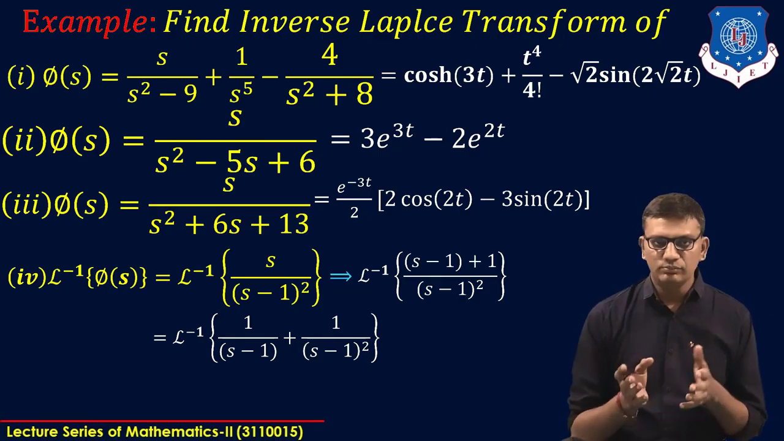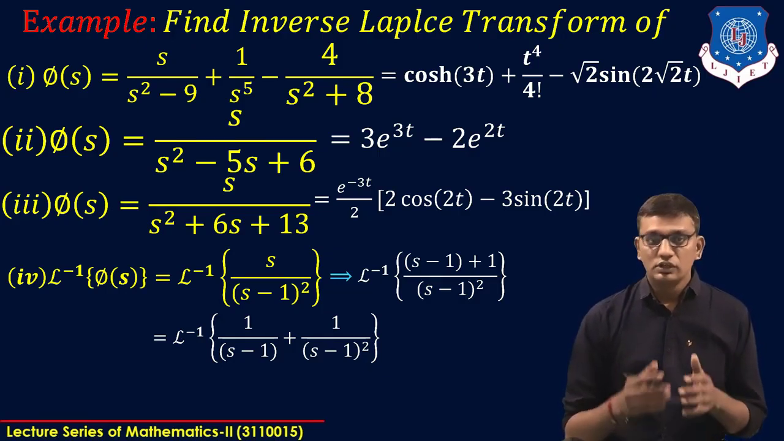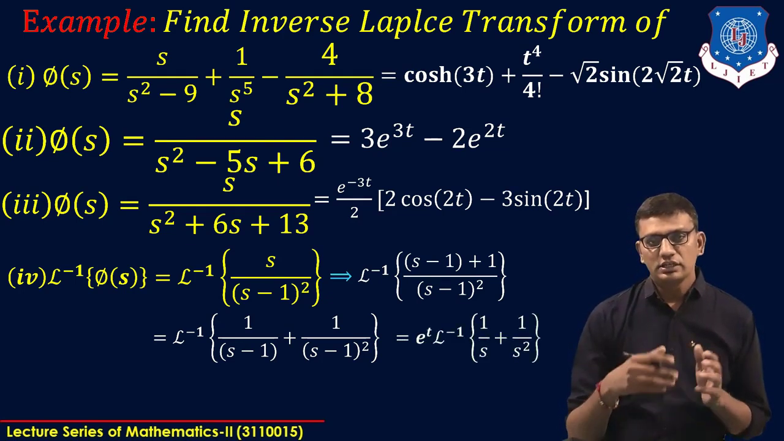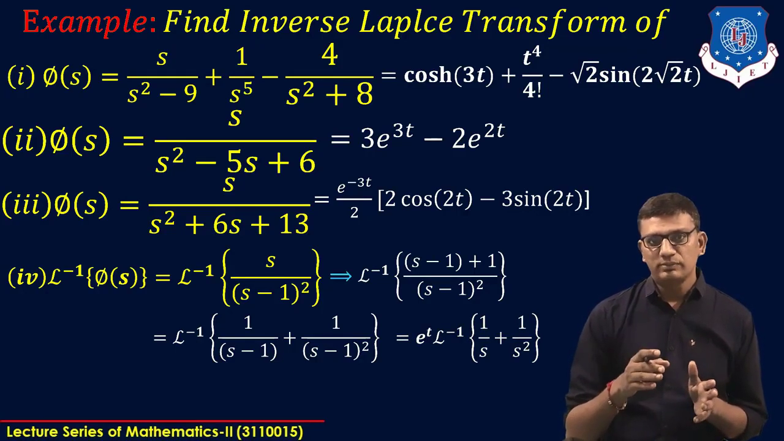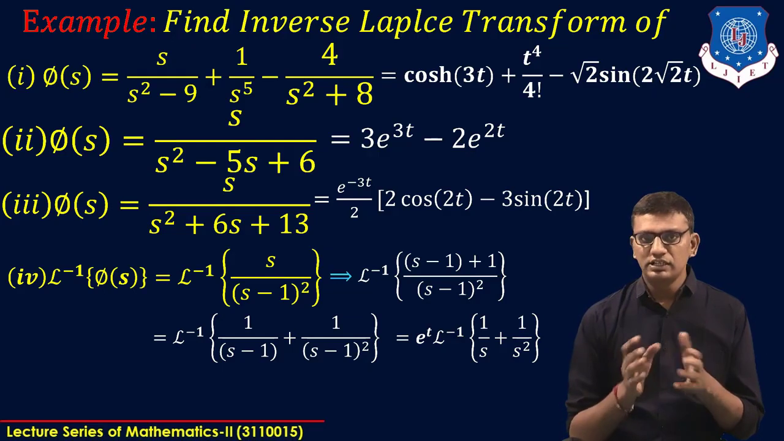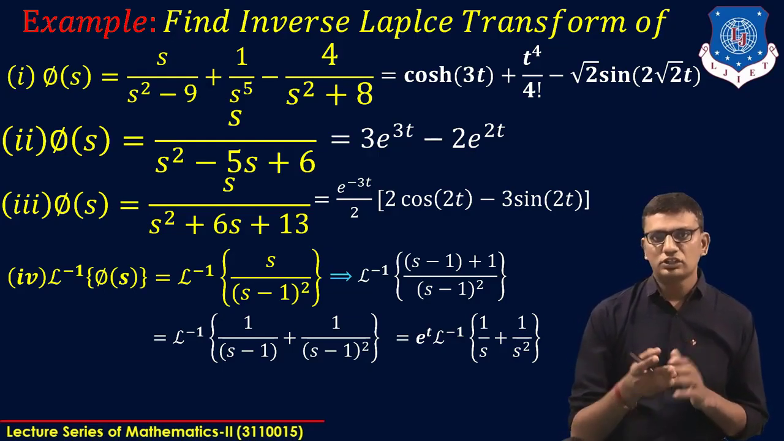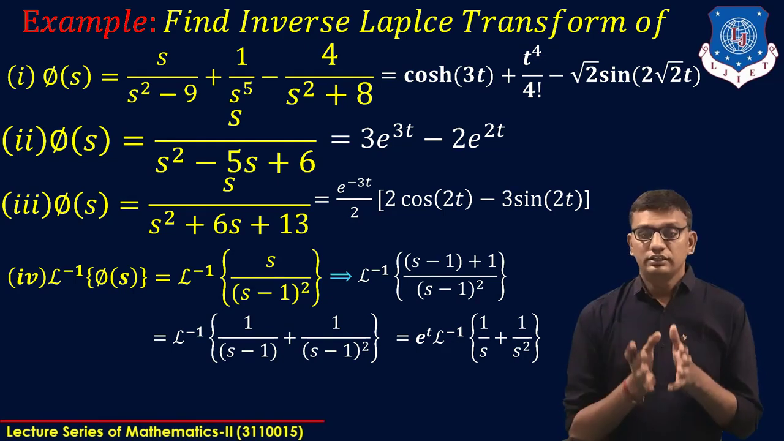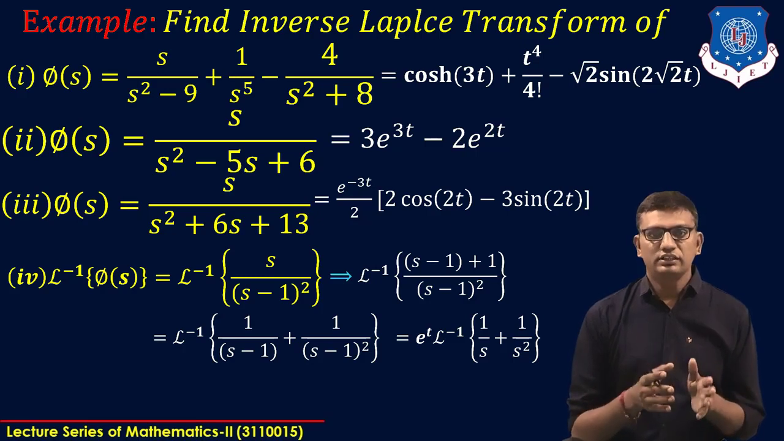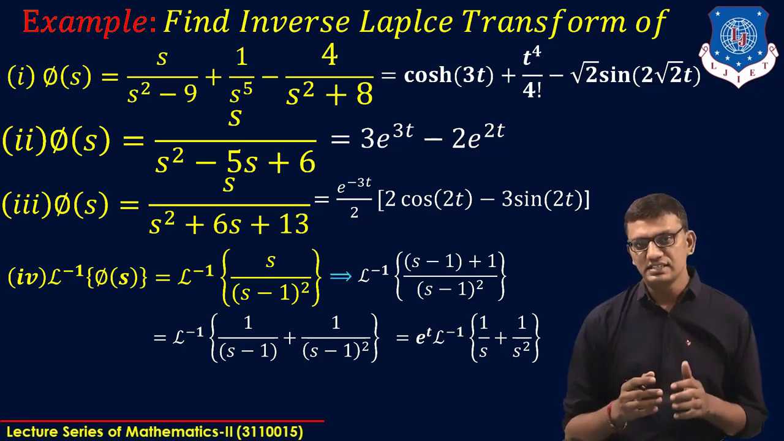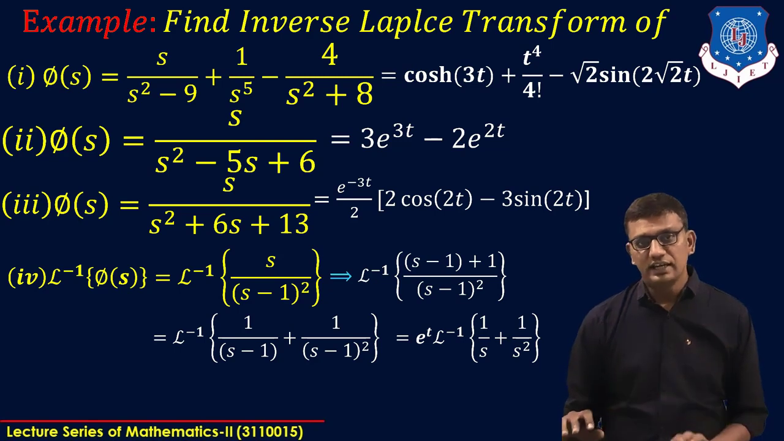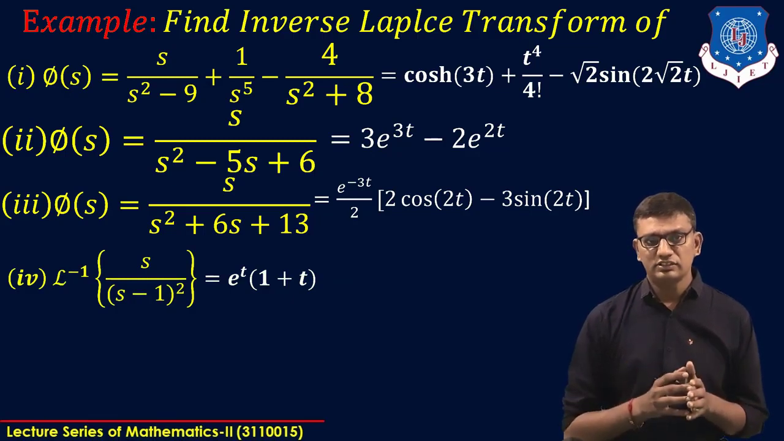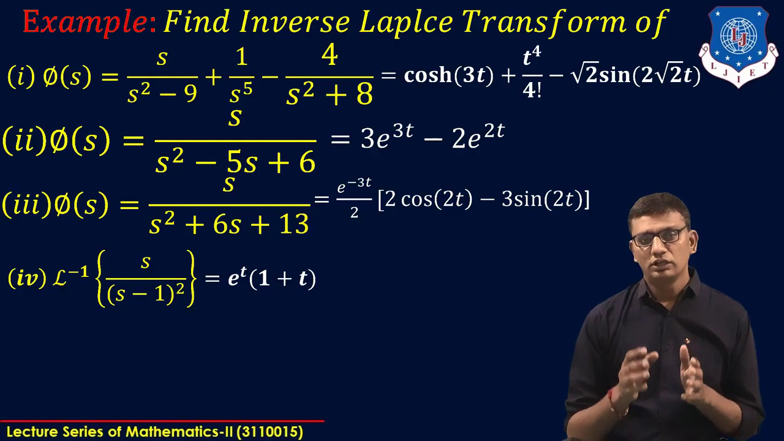Here we can see that both terms contain s minus 1. So we are applying the first shifting property again. Here e raised to t into L inverse, with s minus 1 replaced by s because we already multiplied by e raised to t, of 1 upon s plus 1 upon s square. Now we know the inverse Laplace of 1 upon s is 1 and the inverse Laplace of 1 upon s square is t. So we can directly write the solution: inverse Laplace of s upon (s minus 1) whole square equals e raised to t into (1 plus t).